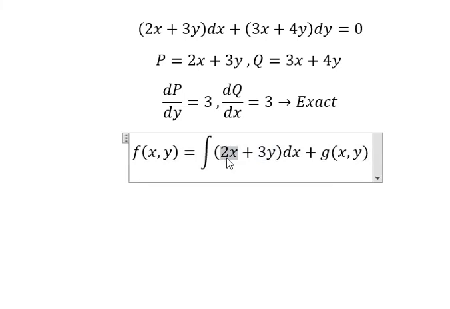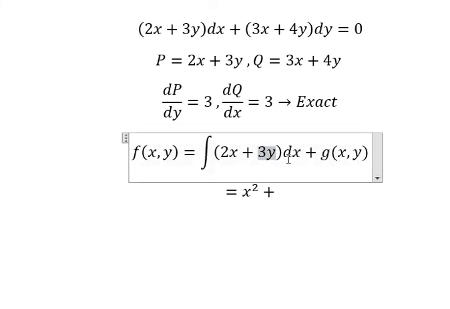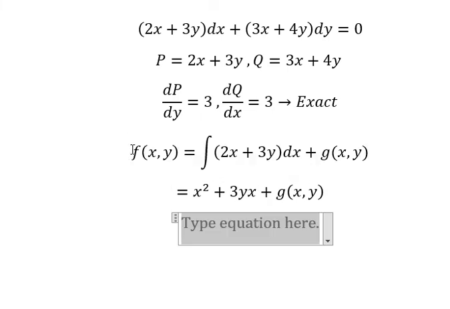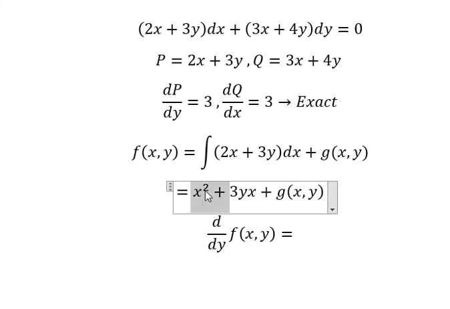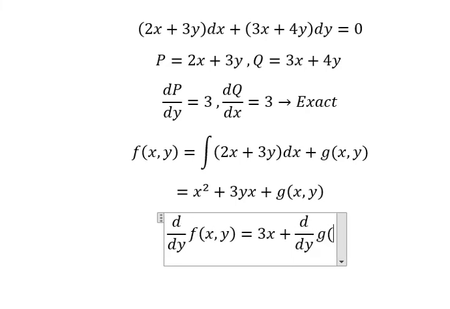The integration of 2s, we have s squared. The integration of 3y with the s, we have 3ys. Next, we need to do first the derivative of f with respect to y for the both sides. This one we don't have y, so you got 0. This one we have y, so we have number 1. And then we have 3s, and I will put about d over dy 3sy.